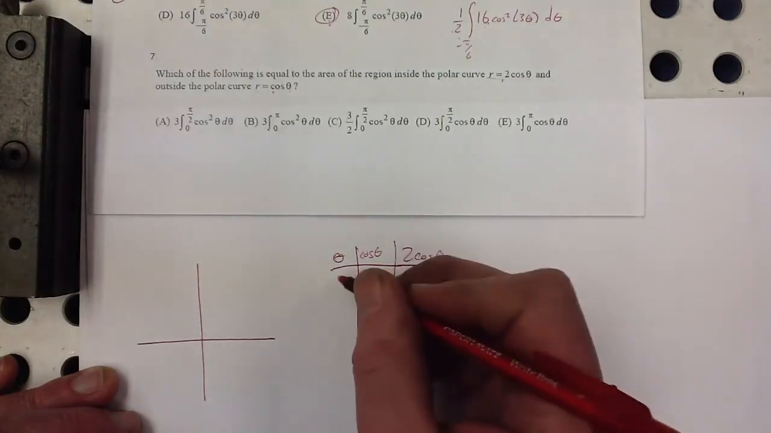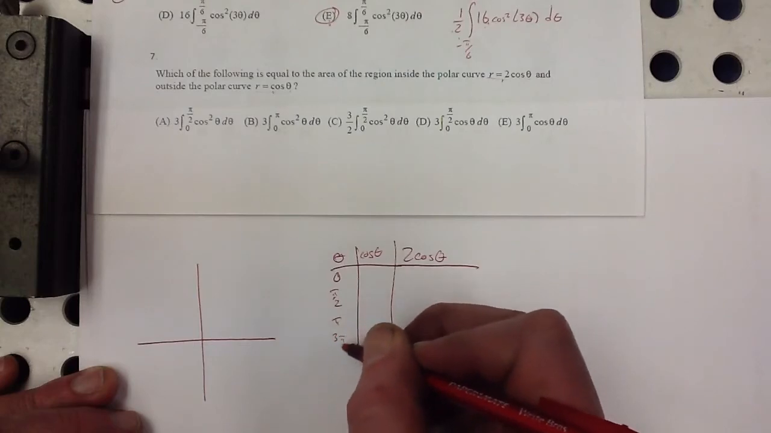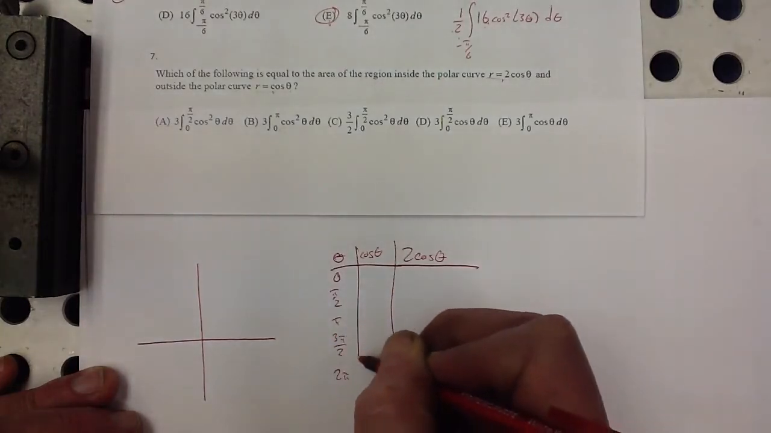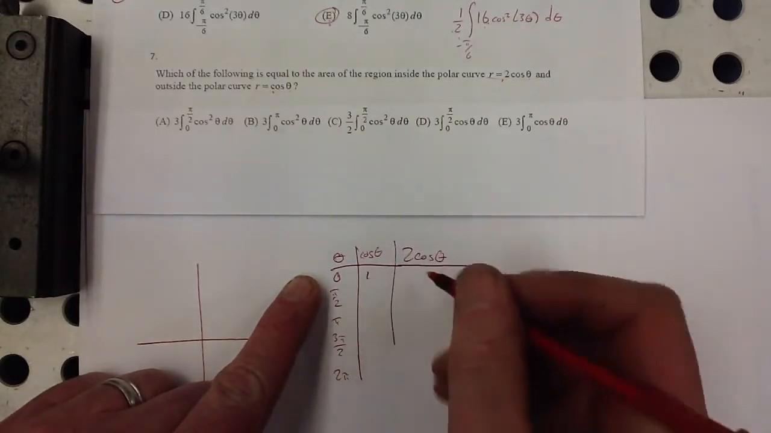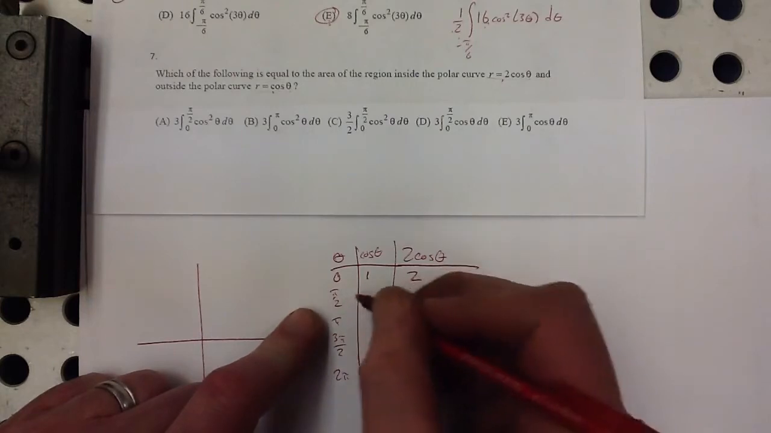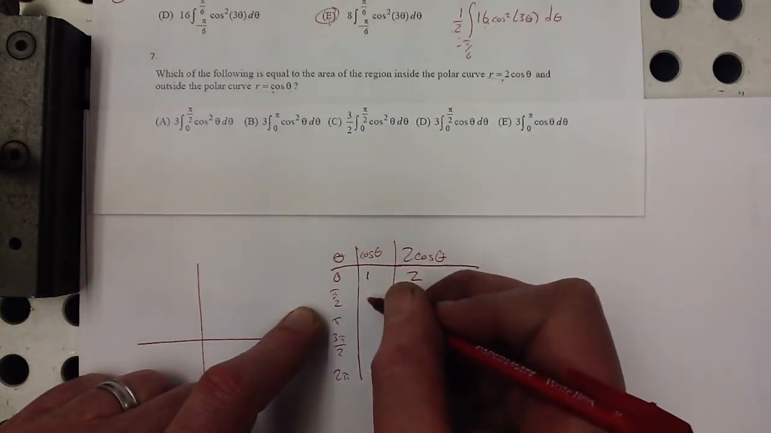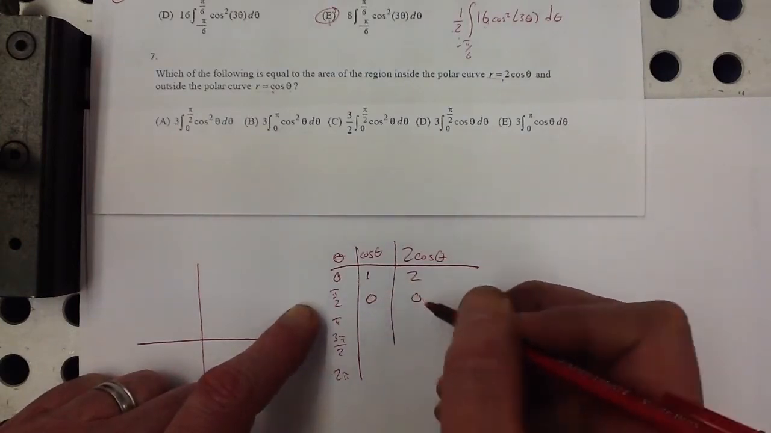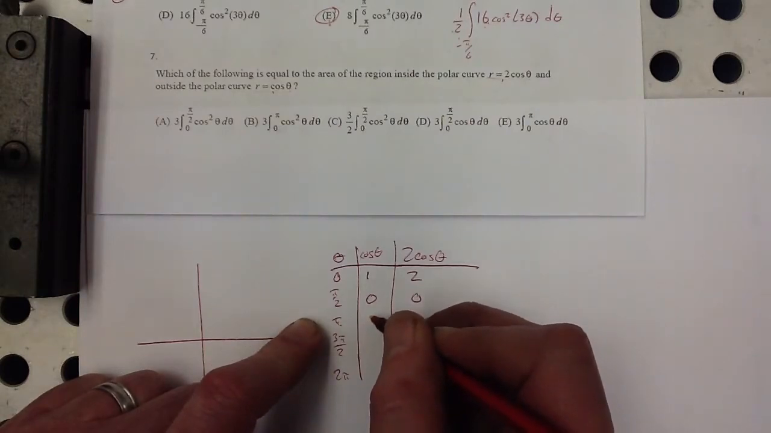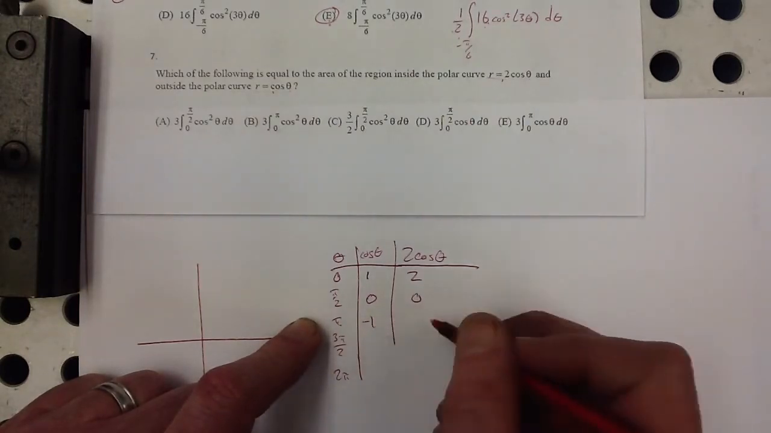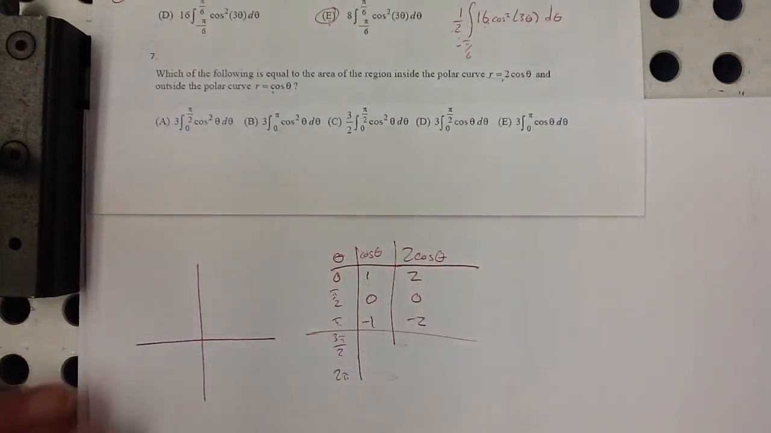I'm just going to make a quick table of the 4 cardinal points: 0, pi over 2, pi, 3 pi over 2, and 2 pi. So cosine of 0 is 1, and 2 times that is 2. Cosine of pi over 2 is 0, and 2 times that is 0. And then cosine of pi is negative 1, and that's negative 2, and then it just starts to repeat, so I'll stop there.